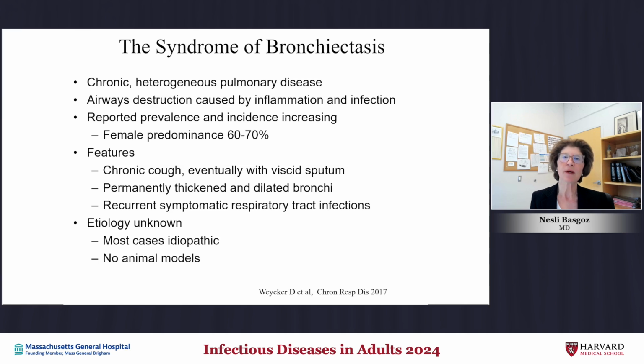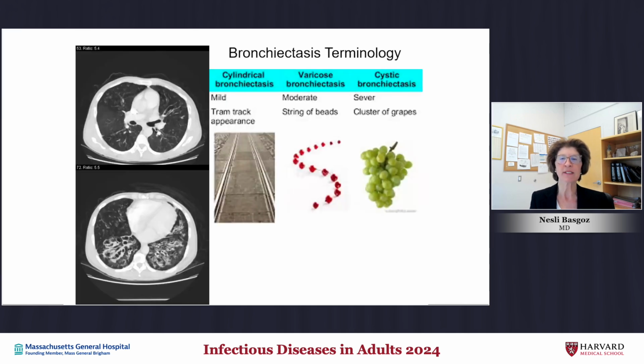Let's talk a little bit about the terminology in bronchiectasis. Here is a slide, and you'll see on the right-hand side the term cylindrical bronchiectasis, otherwise known as tram track appearance, to resemble a train track. And you'll see here a bronchus that has a thickened wall and it's only mildly dilated. As bronchiectasis progresses, it is called varicose bronchiectasis. And here you see an example of that. Another term for that is string of beads because of the resemblance.